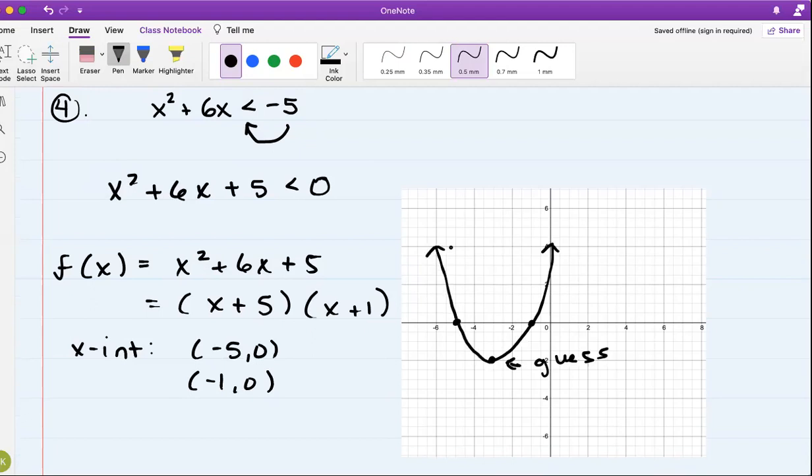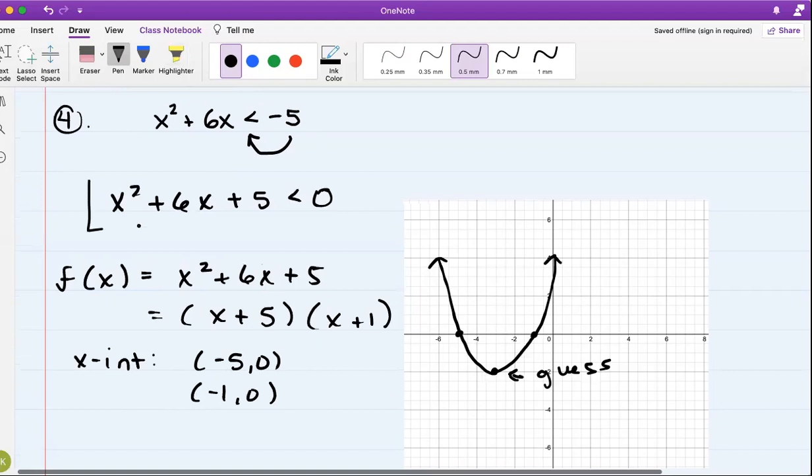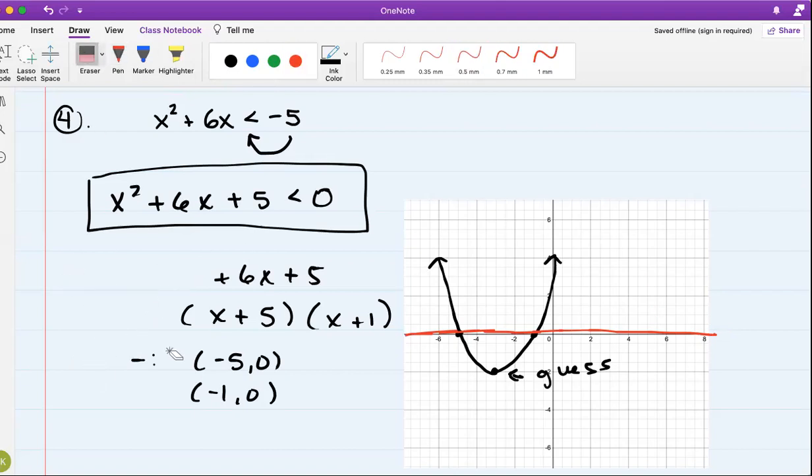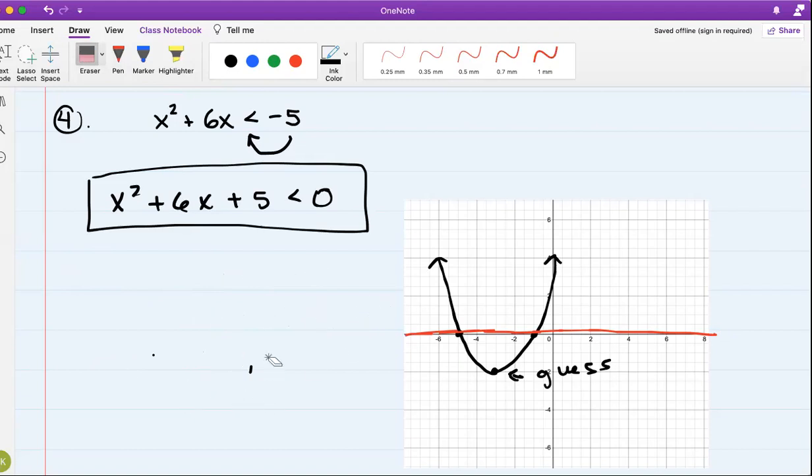So something like that. And now paying attention to this inequality, we look at this graph, we draw our line y equal to 0, and then we ask ourselves, when are we less than that 0? Okay, so you would find that the x values that satisfy this inequality are going to be from -5 to -1, and we don't include those two because we will be equal to 0, and we want to be less than 0.